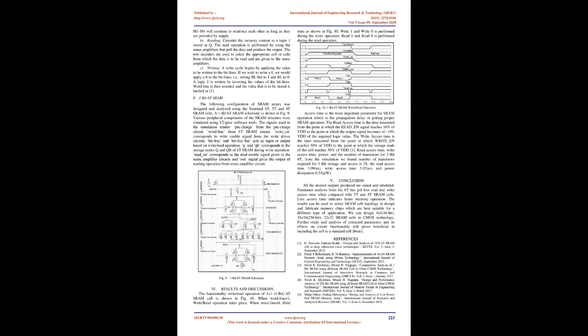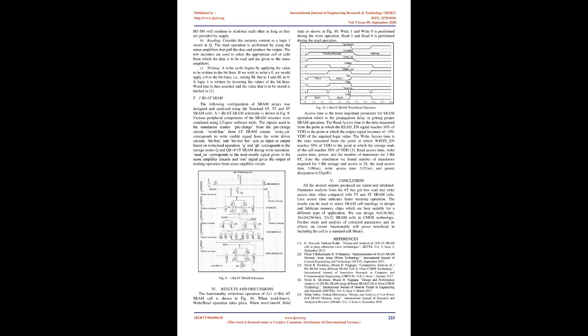Operation of SRAM cell can be categorized into 3 different states: standby mode when circuit is in idle state, read mode when data has to be extracted, and write mode when data has to be updated. A. Standby. When the word line is not selected, the access transistors M5 and M6 disconnect the cell from the bit lines. The 2 cross-coupled inverters formed by transistors M1 to M4 will continue to reinforce each other as long as they are provided by supply.